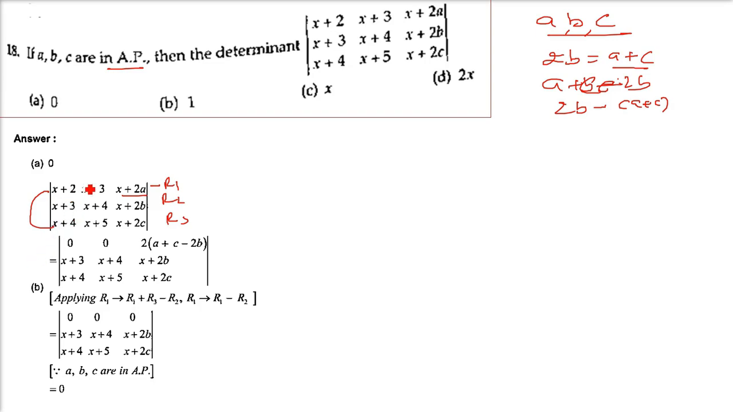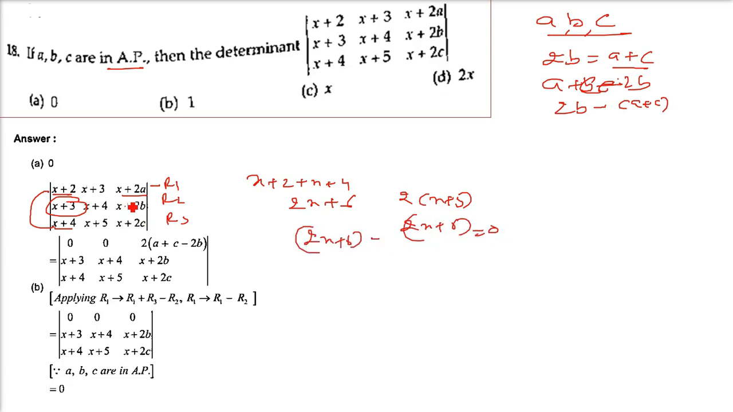So x plus 2 and x plus 4 will be what? Just let us see one of these. x plus 2 and x plus 4 is going to be 2x plus 6. Now you have to subtract x plus 3, which we made as twice. So 2x plus 6 minus 2x minus 6 is going to be 0. So this will be for all of this.